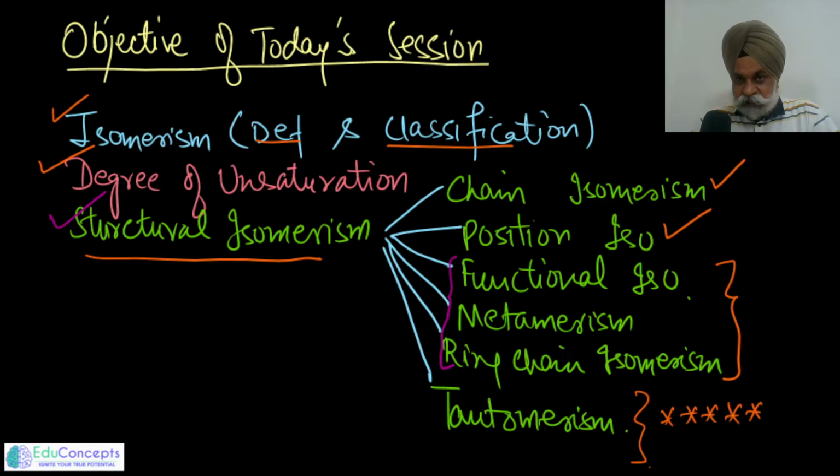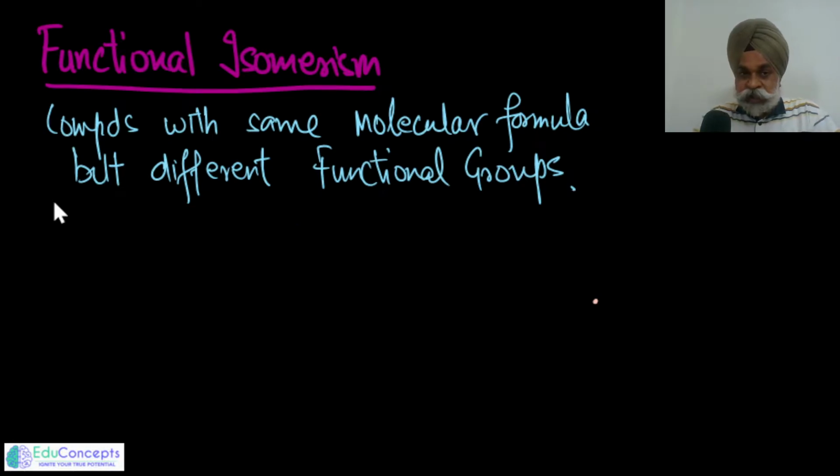Those who are joining it first time with me, I would request you to see at least the last discussion, degree of unsaturation, which is very important, because with the help of this particular topic you are able to understand or make the number of structural isomers easily. So let me talk first about functional isomerism. As the word itself suggests, very easy it is.